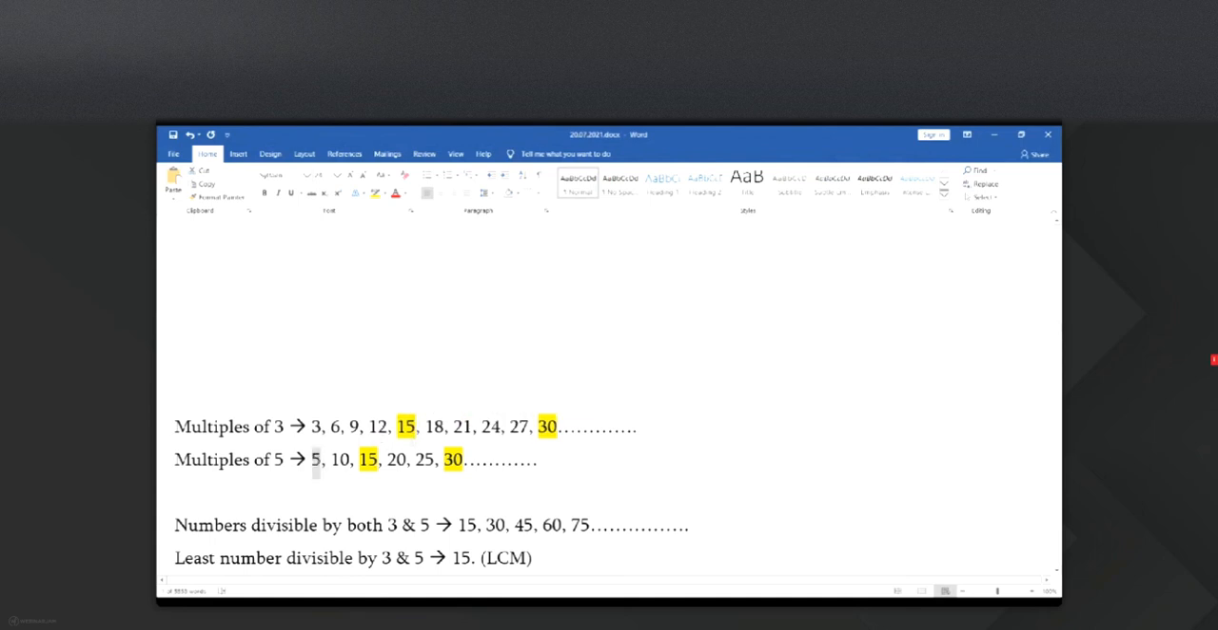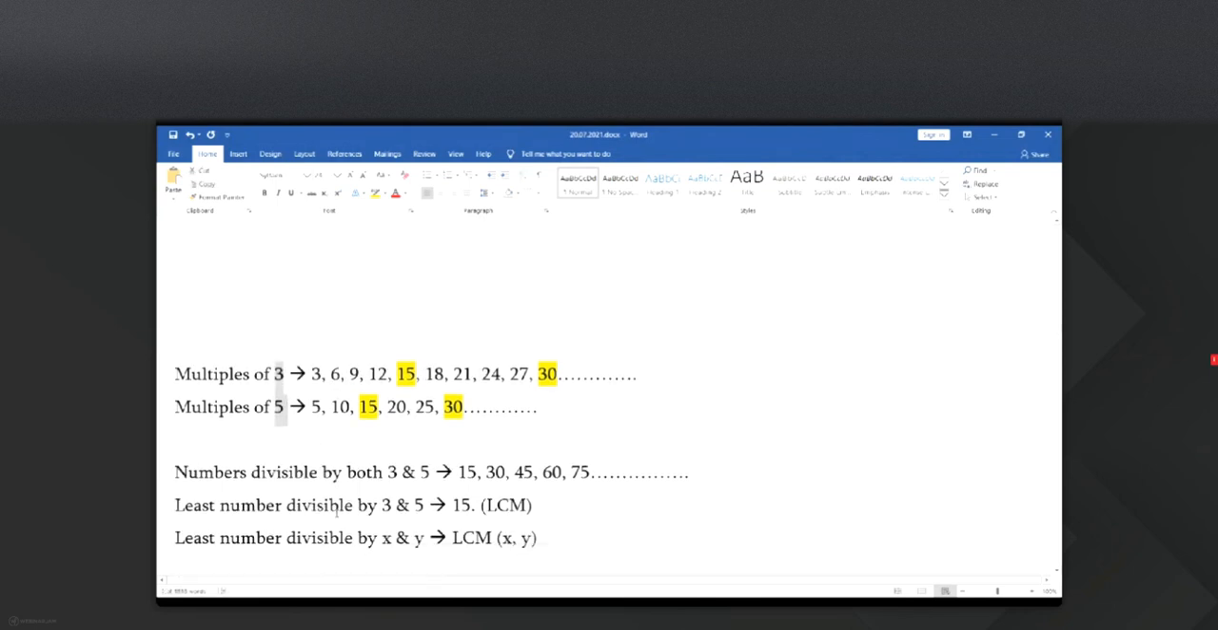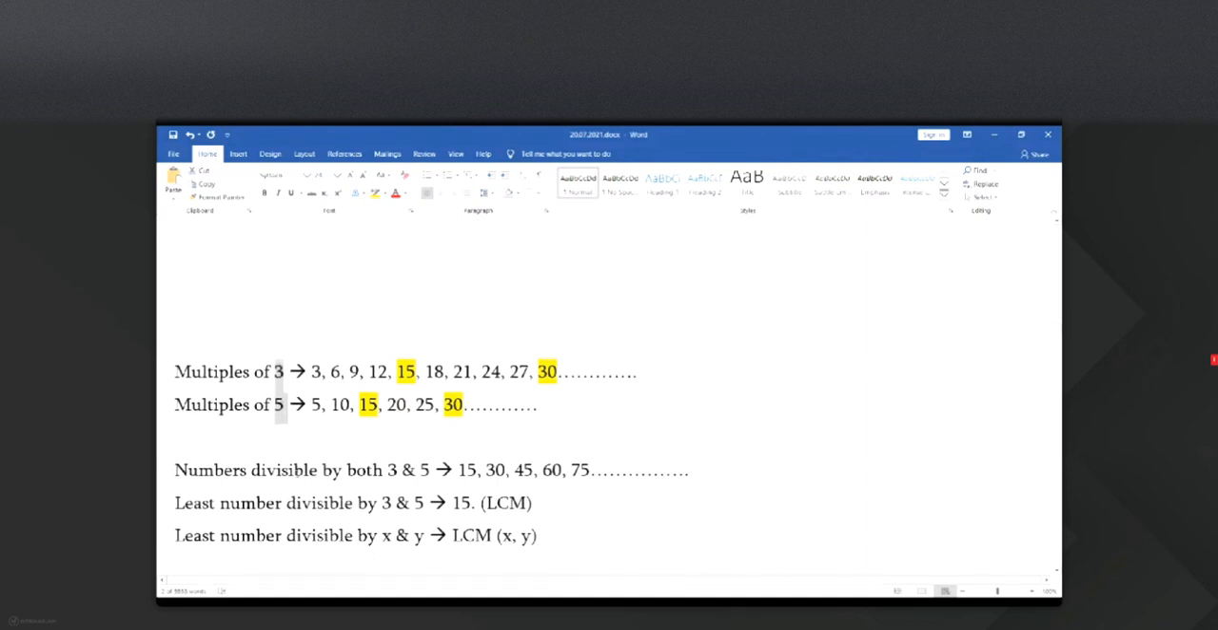Similarly, 5 is divisible by 5 but not 3. 10 is divisible by 5 but not 3. But 15 is divisible by 5 and 3. So LCM will be the first number which will be divisible by those two numbers. So the LCM of 3 and 5 will be the first number divisible by those two numbers. That is why the least number divisible by x and y is the LCM of x and y. You take the LCM of any two numbers, that will be the least number divisible by those two numbers.